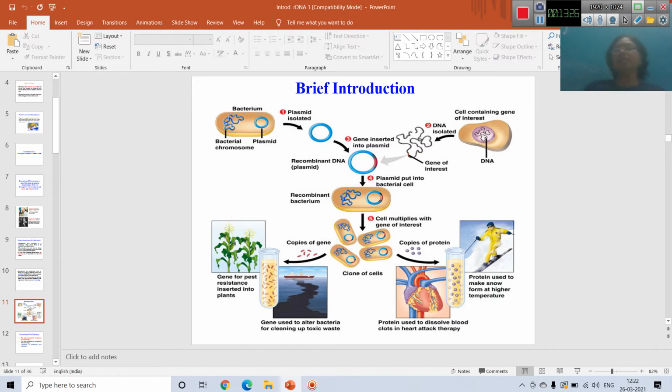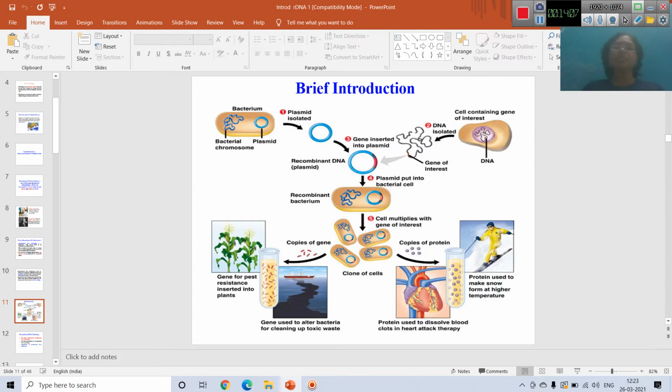Then later on, as the bacterial cell undergoes cell division, this plasmid is also undergoing reproduction, and you will see the plasmid is containing the gene of interest. So you have got a number of copies of genes. This is what is called the clone of cells, because when one cell undergoes binary fission to produce daughter cells, it is called a clone of cells. And usually this gene of interest is found in all the daughter cells. So these copies of genes are found in all the clone of cells.